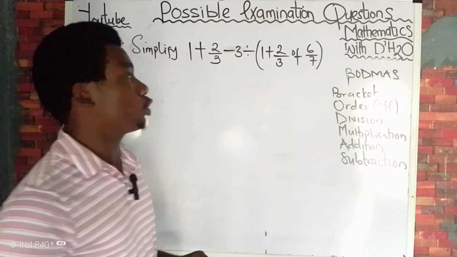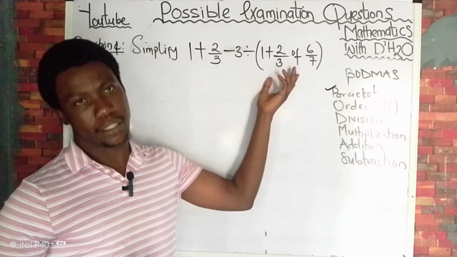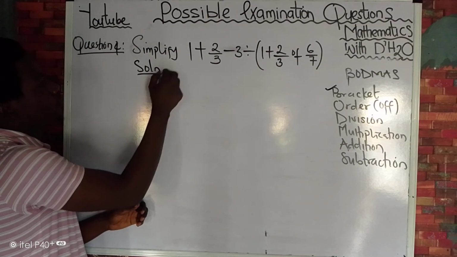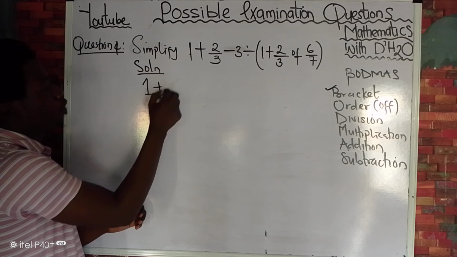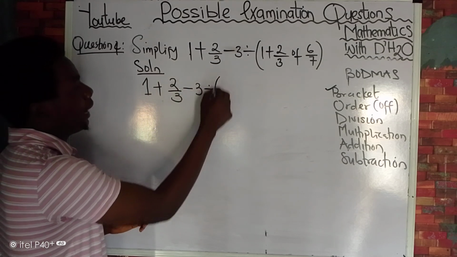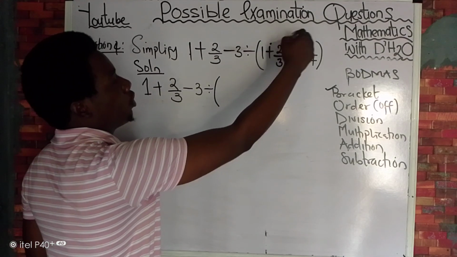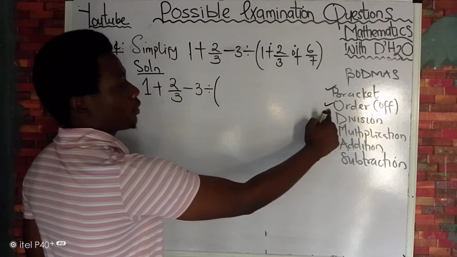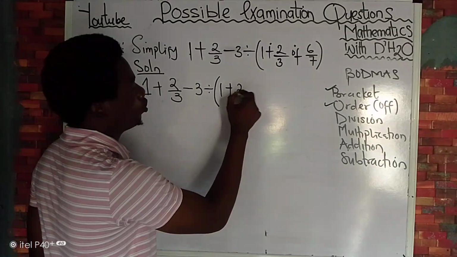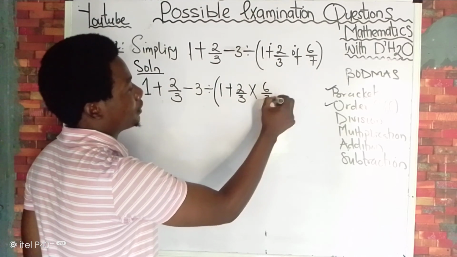Now, how do we do it? The first one is the bracket. Look at it. So let's tackle the bracket first. Now, it means that we have, in the solution, 1 plus 2 over 3 minus 3 divided by, let's work on the bracket. In the bracket, we have addition and we have of, which we have to consider first. So let's do 1 plus 2 over 3. Of simply means 2 times 6 over 7.